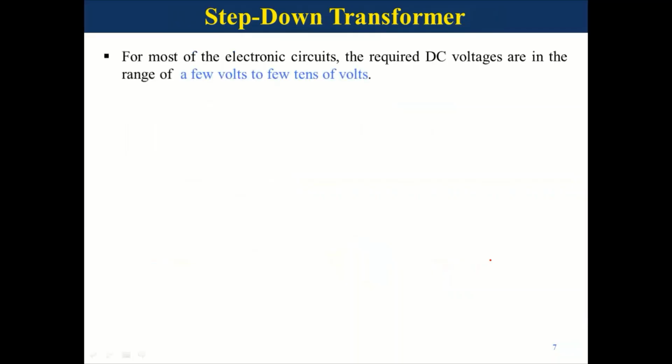So first I am starting with the step down transformer. In general, in our electronics, we need DC voltages, but those DC voltages are very small. Those are in the range of a few volts to a few tens of volts. So in general, we want 1 volt DC to almost 12 volts DC. Suppose the highest DC is just 40 volts. That's all. Nothing more than that.